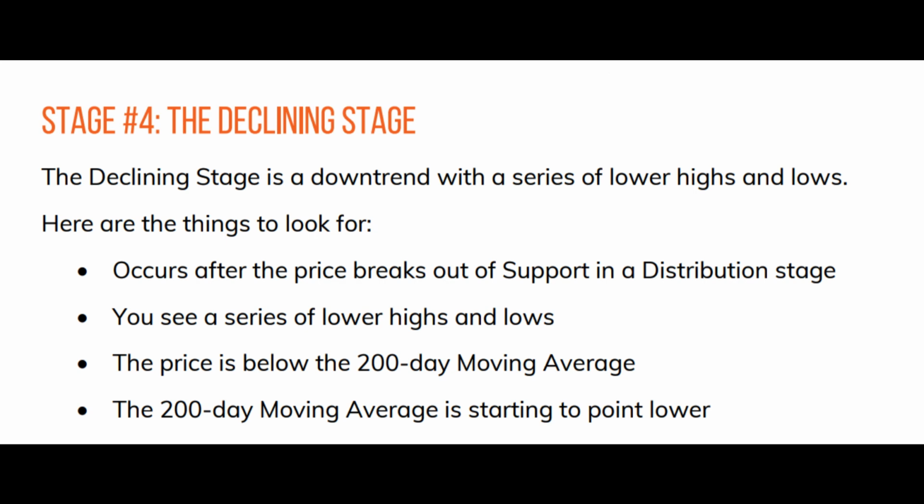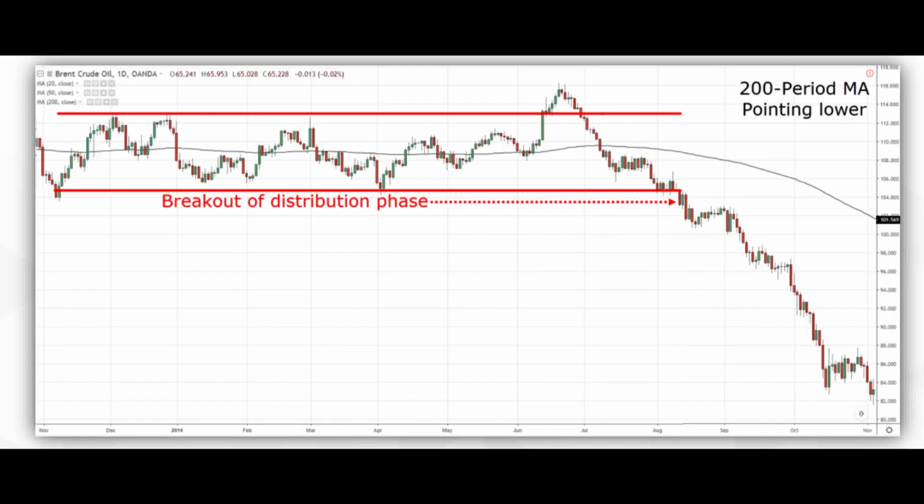The declining stage is a downtrend with a series of lower highs and lows. Here are the things to look for. Occurs after the price breaks out of support in a distribution stage. You see a series of lower highs and lows. The price is below the 200-day moving average. The 200-day moving average is starting to point lower.